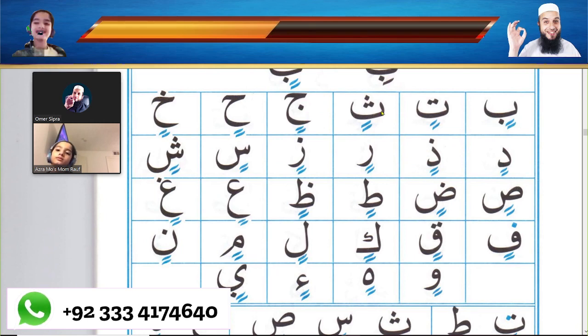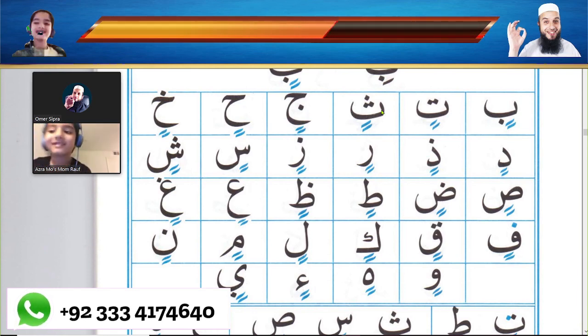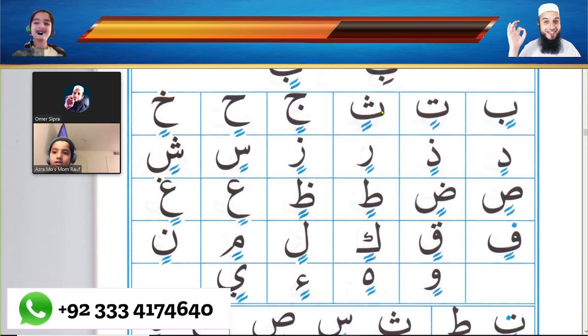So tell me, where do you place your tongue in the letter Tha? At the back side of the upper bunny teeth. No, at the edge of the upper bunny teeth. Where do you place the tongue in the letter Tha? At the edge of your back upper bunny teeth. Good boy. Okay. Where do you place it in the letter Zal?